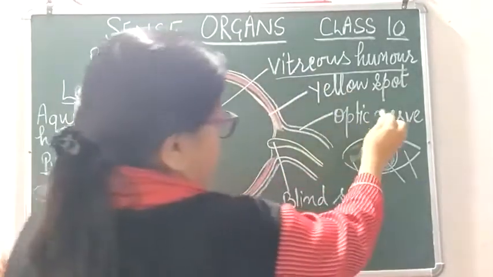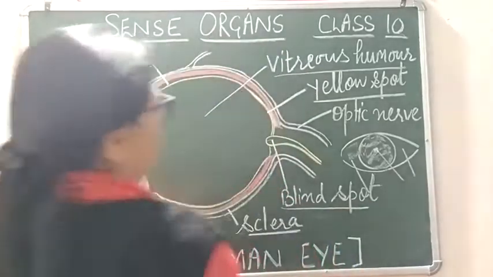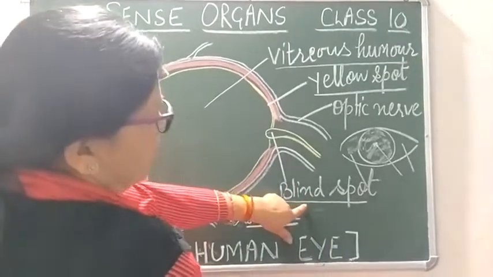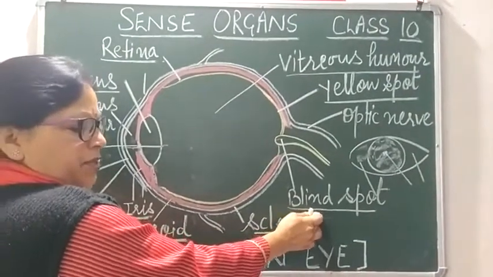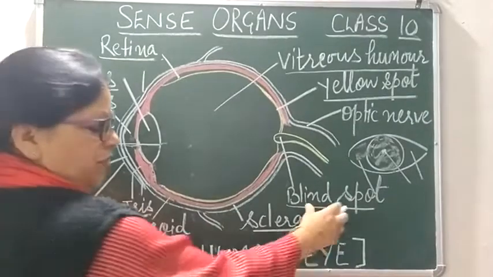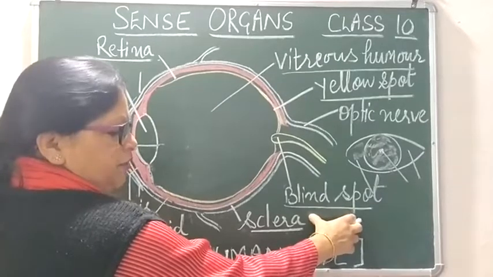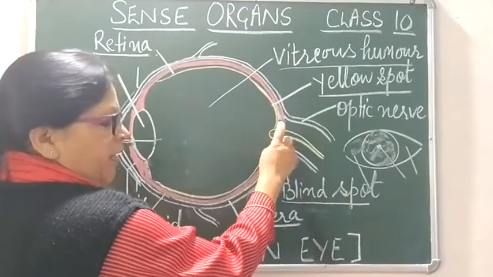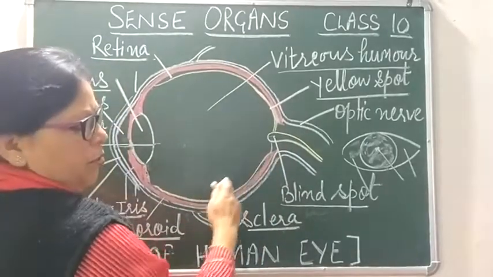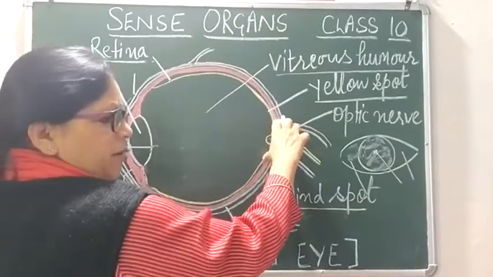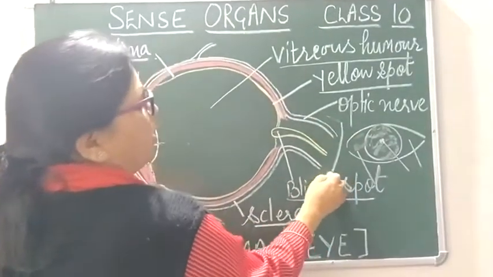Now another topic is the yellow spot and blind spot. The blind spot is the region of no vision. That means there are no sensitive cells present. Actually, this blind spot is an area where all the nerves of the eye converge together, make a bundle, and form the optic nerve.